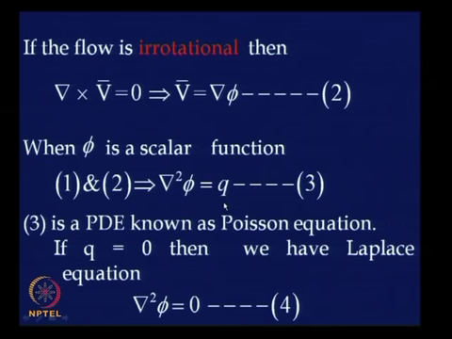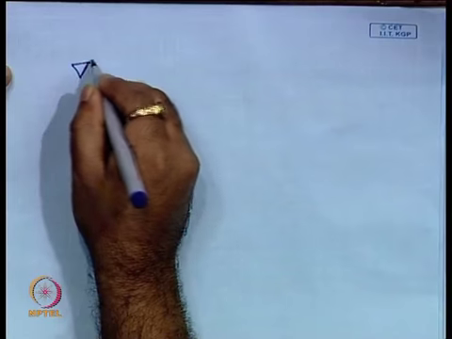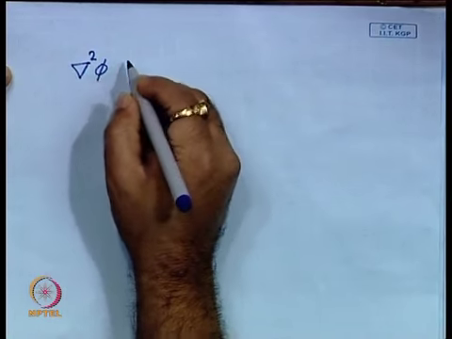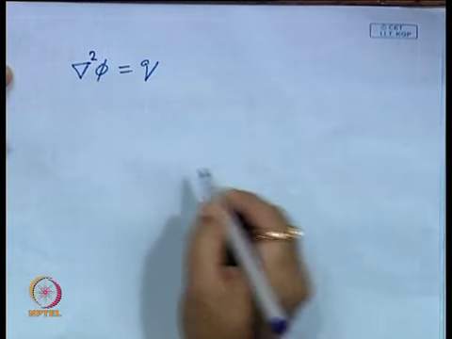When Q is 0, the corresponding homogeneous equation is called the Laplace equation. So, this is the Laplace equation. Now, whether this particular equation 3 is an ODE or a PDE depends on the coordinates. For example, let us see, the Poisson equation is del square phi equals Q.